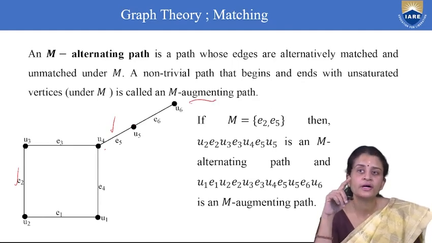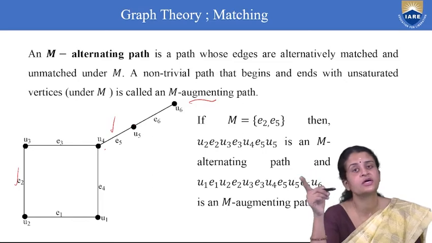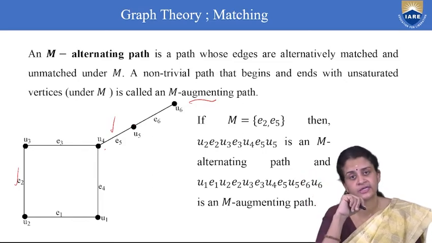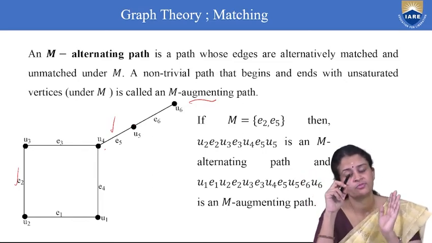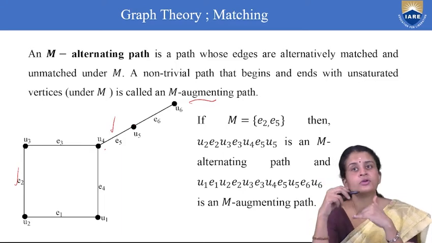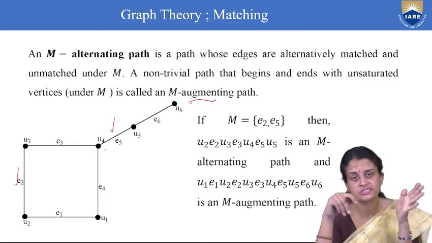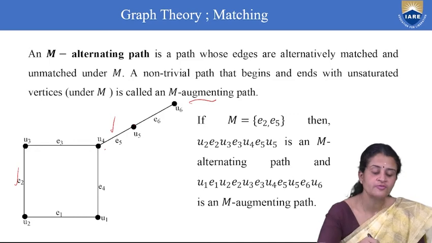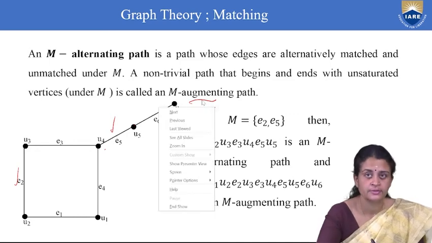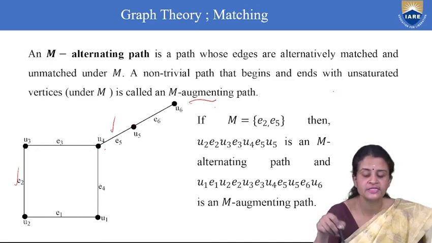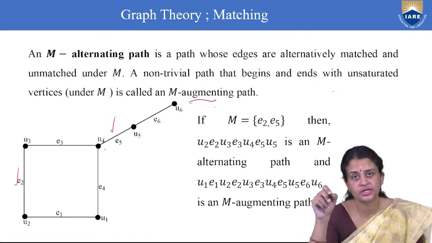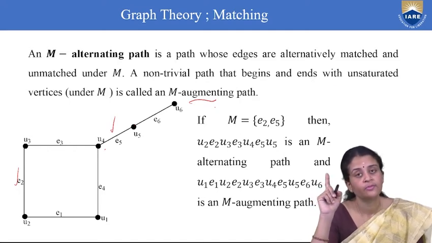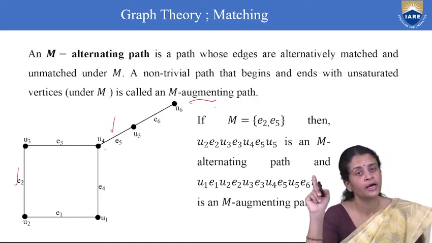A non-trivial path that begins and ends with an unsaturated vertex. That is a non-trivial path. That means there exists a path. Now we will see what is an M augmenting path. A non-trivial path that begins and ends with unsaturated vertices in M is called an M augmenting path.